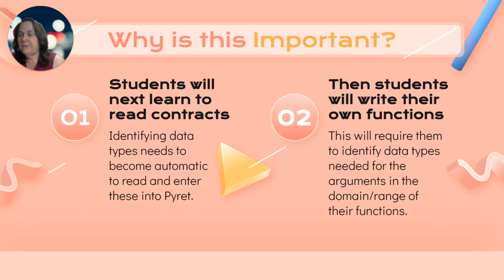Why is this important? Why do we need to teach these kids the data types? Well, as they're getting to learn next, they're going to be reading contracts, and they have to identify the data types. They're going to need to be pretty automatic with this so that they can read and enter these into Pyret as they get ready to start learning some functions that are pre-made in Pyret. And then they're going to begin to learn to write their own functions and use something we call the design recipe. As they write their own functions, they've got to identify the data types needed to put into their own functions, into their domain and range, and get their own functions to operate. So that's pretty important. Hopefully this has helped you. Nice tips for the day.